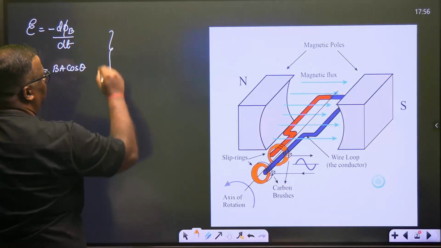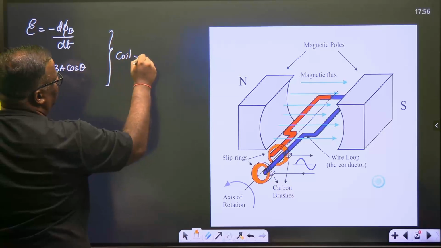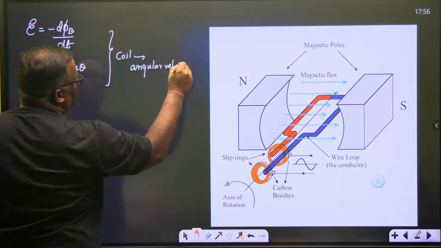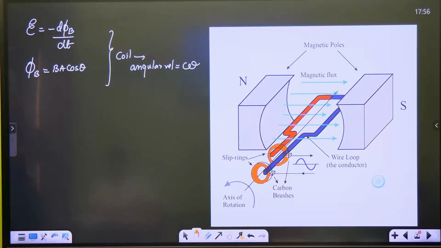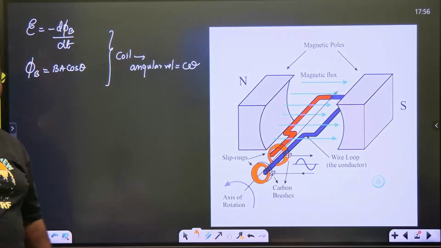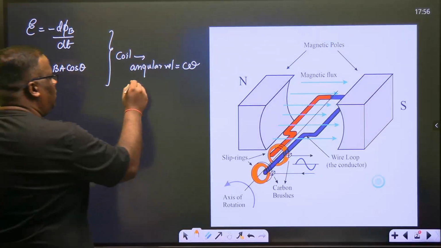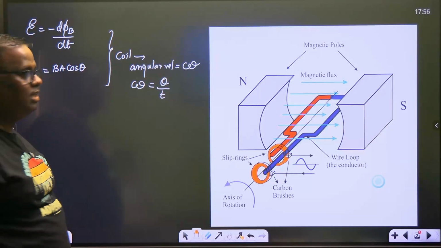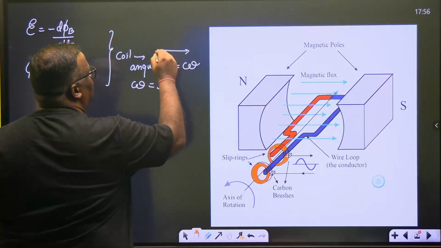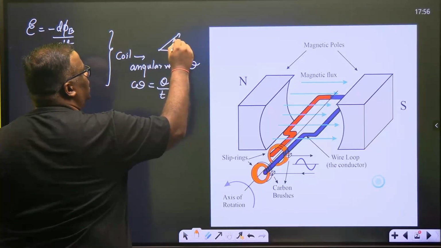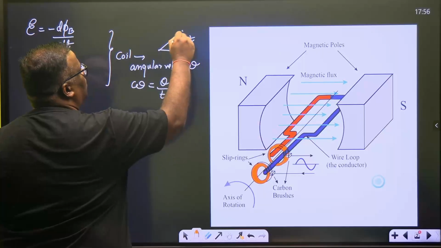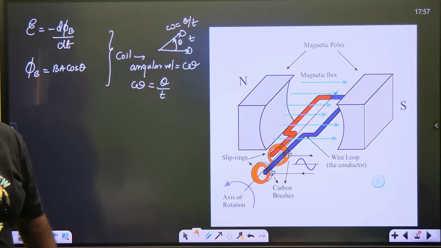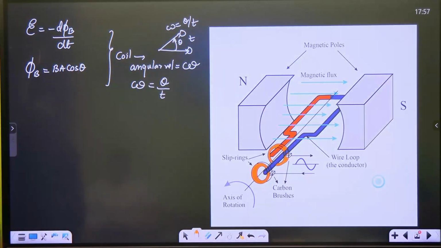Let us say that this coil is rotating with an angular velocity, and this angular velocity is omega. What is linear velocity? Displacement upon time. So what is angular velocity? Angular displacement upon time. Angular displacement is known as theta, right? If something has moved through an angle theta in a time t, then this body possesses an angular velocity omega equal to theta upon t, in radians per second. Clear? This much you have understood, right?